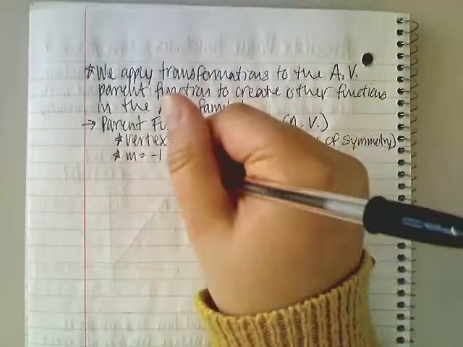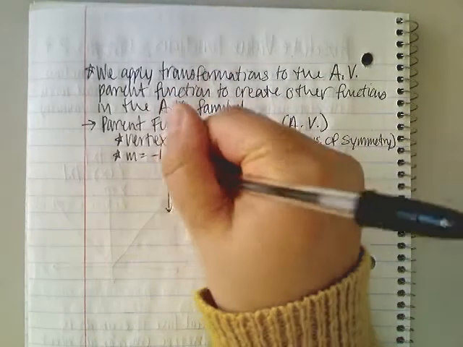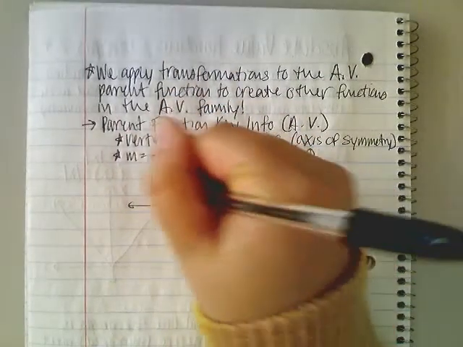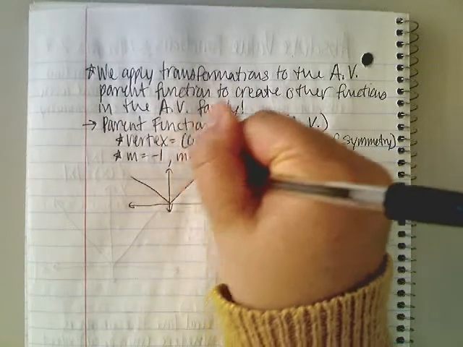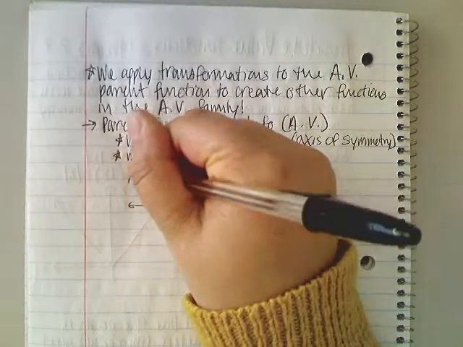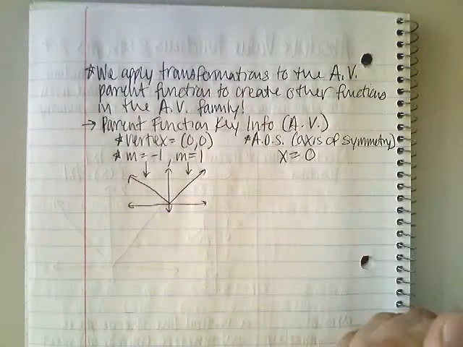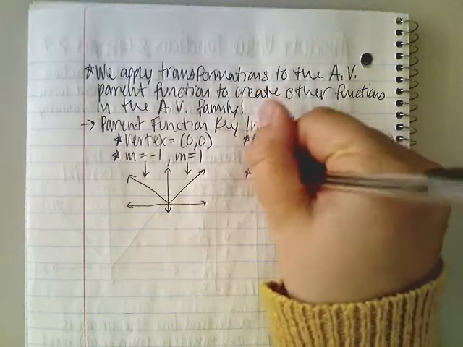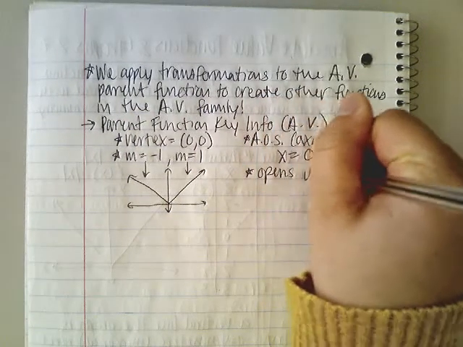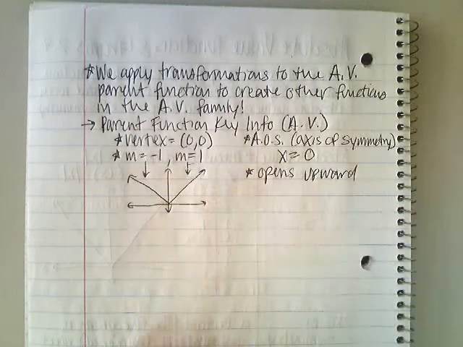So if we look at a quick mini sketch of the graph, it would be -1 on this side and +1 on this side. And the last thing I want to note is that it opens upward. So our V opens upward.